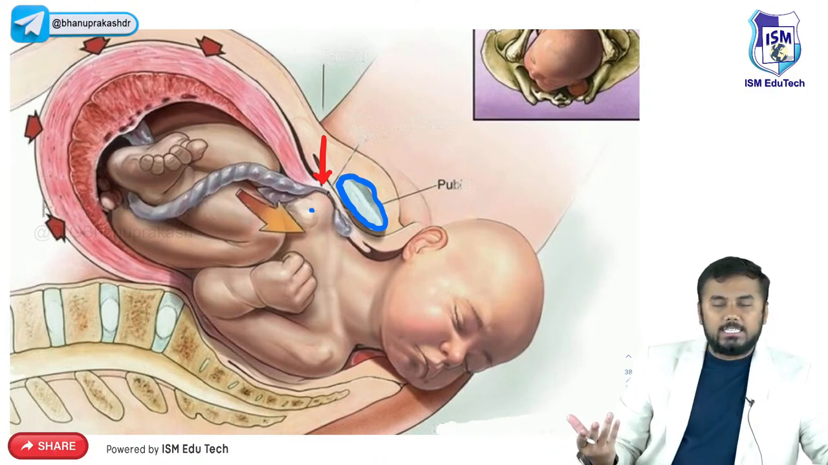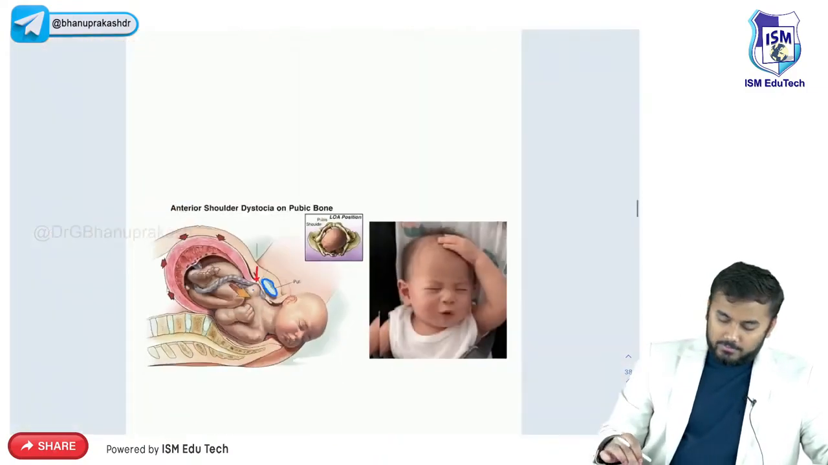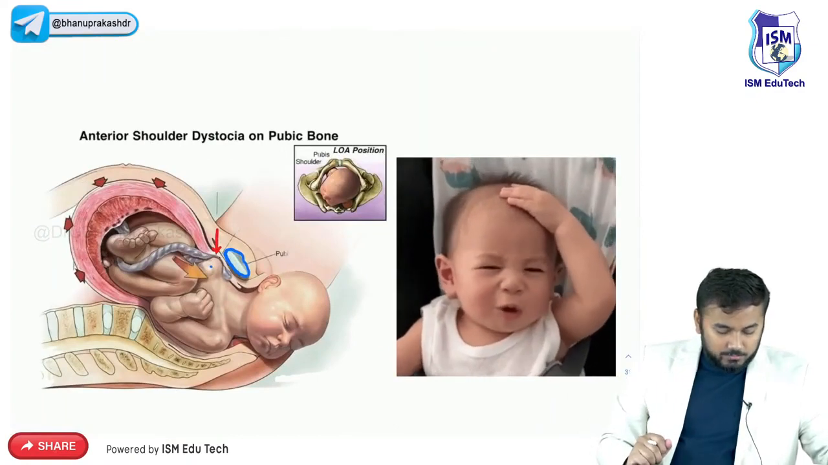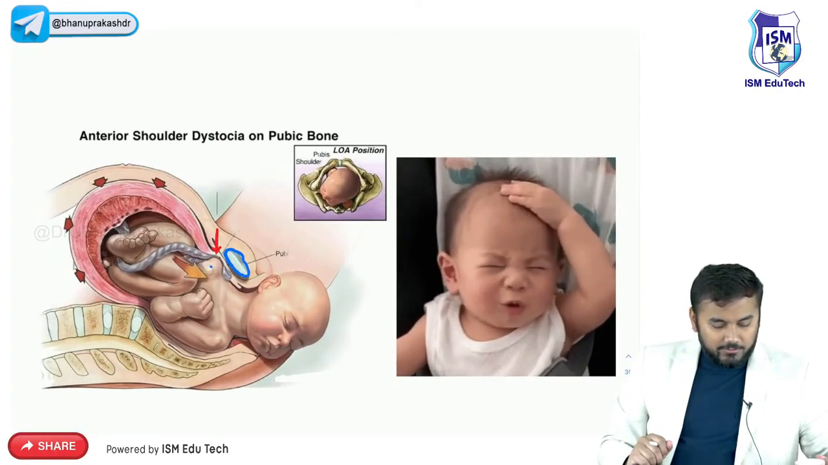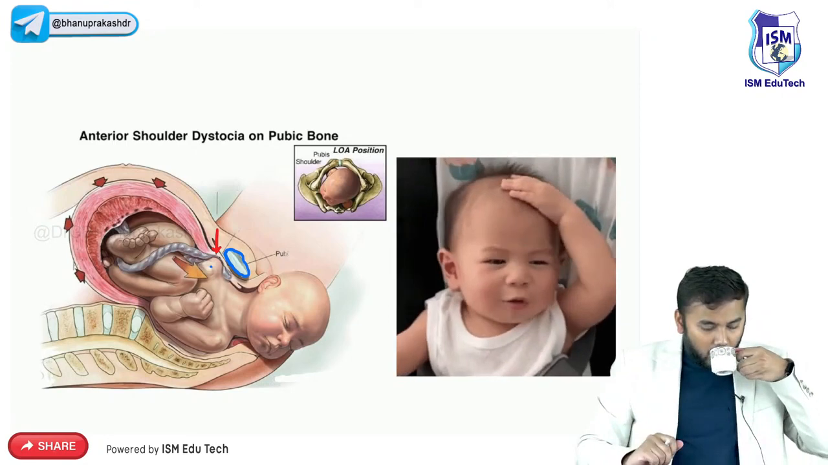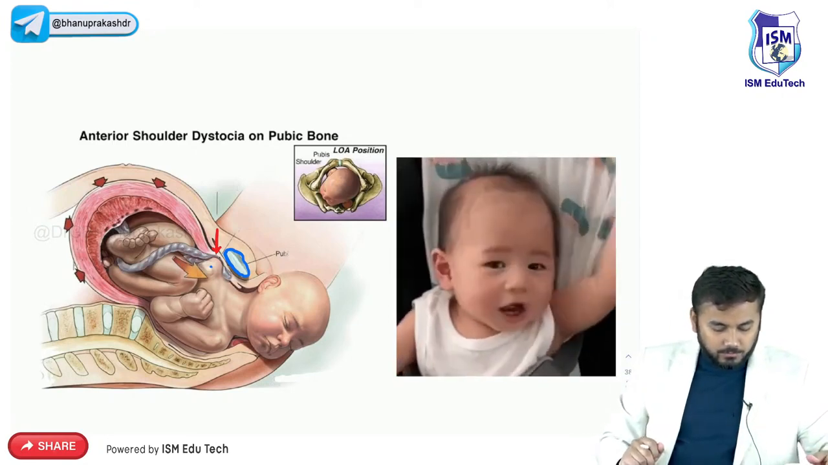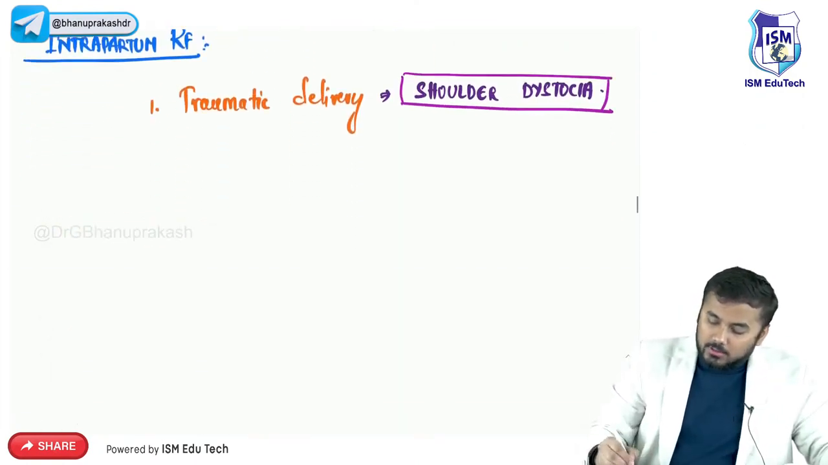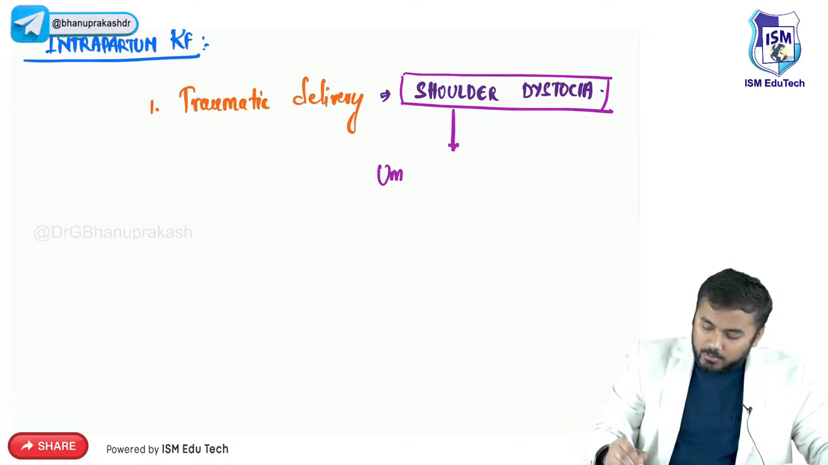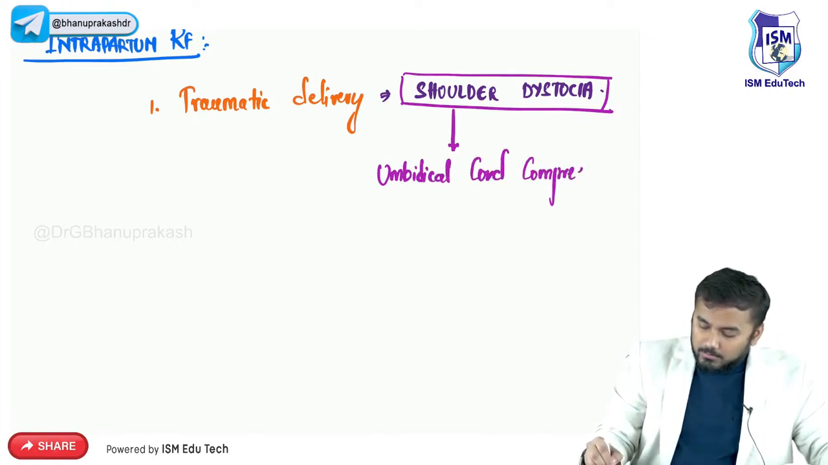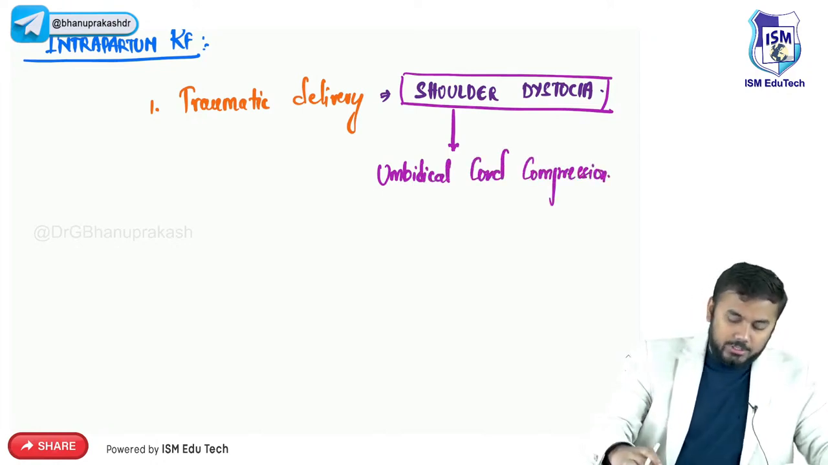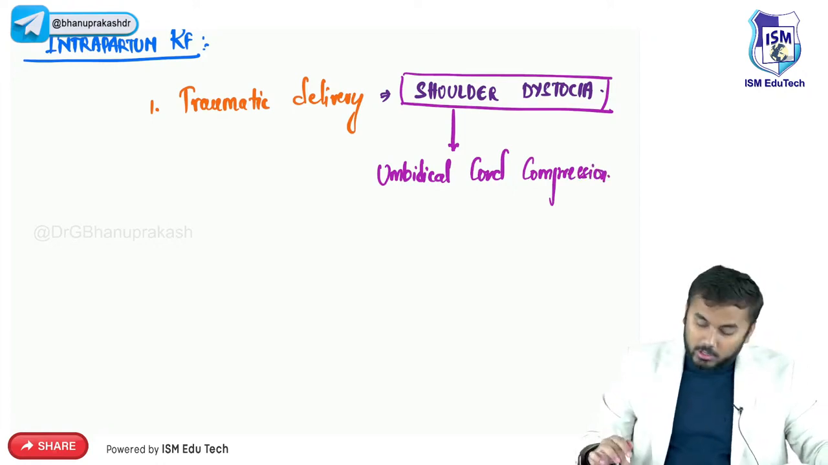Shinya is telling birth injury. It is a type of birth injury. Yes or no? Everyone understood this thing? Very good. So what I'm trying to tell you is that in case of shoulder dystocia also, there is umbilical cord compression. Shoulder dystocia also causes umbilical cord compression.